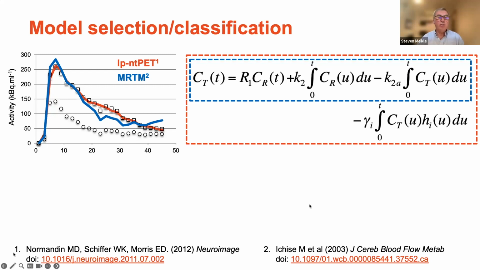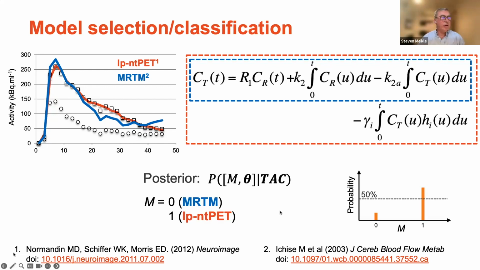So when we have a single time activity curve, and we're trying to decide, is this data best fit by the LPNT-PET model or by the nested MRTM model that describes only the non-steady state condition? So we're trying to decide, is there an activation or not? Which model is the most appropriate model to fit this data?